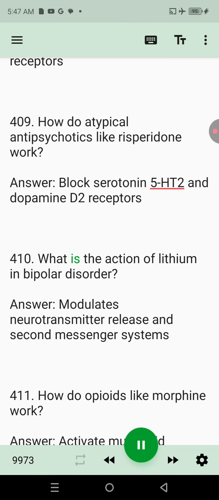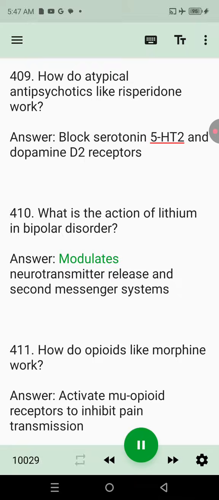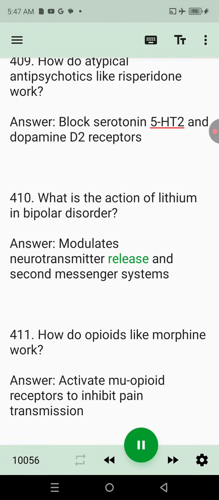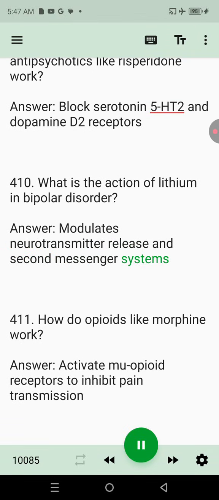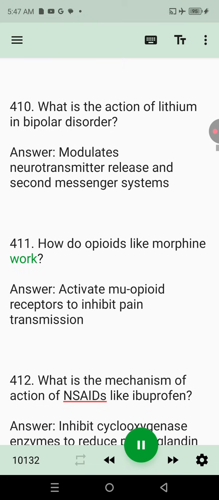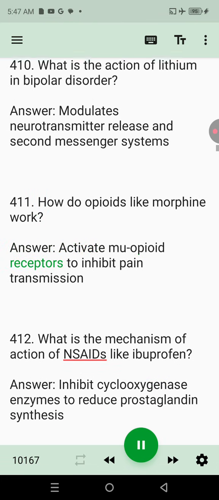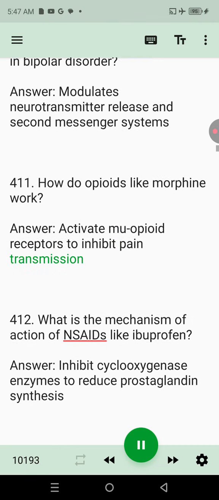410. What is the action of lithium in bipolar disorder? Answer. Modulates neurotransmitter release and second messenger systems. 411. How do opioids like morphine work? Answer. Activate mu-opioid receptors to inhibit pain transmission.